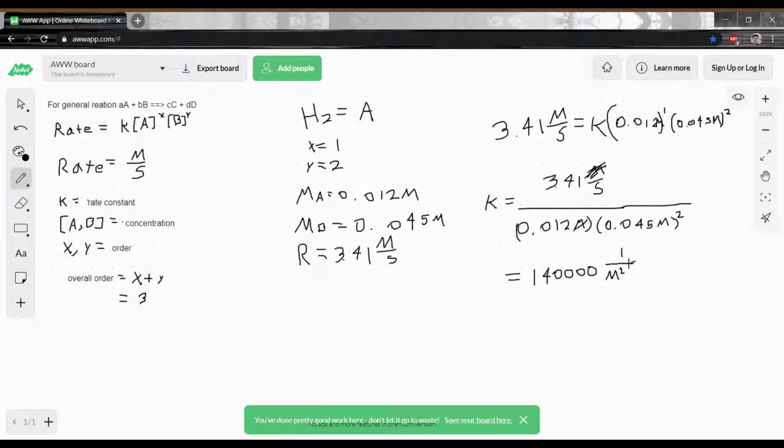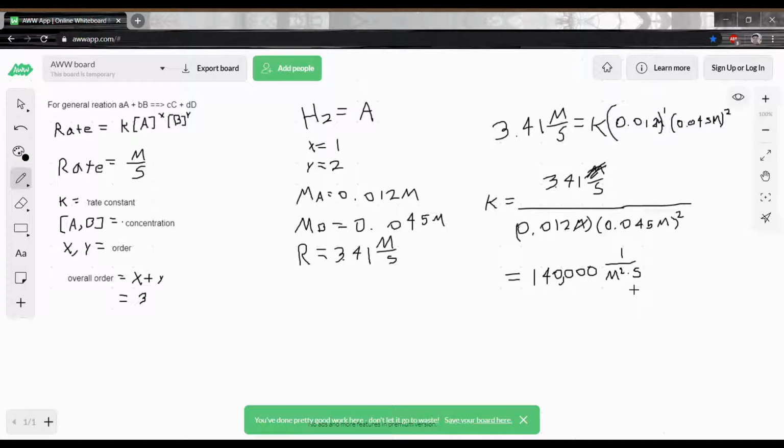So we're going to include that with our units and write it like this. You would pronounce this per molarity squared second. Anytime you have 1 over and it's part of the units, you pronounce it as per molarity squared seconds. So the answer for our rate constant K is 140,000 per molarity squared seconds.